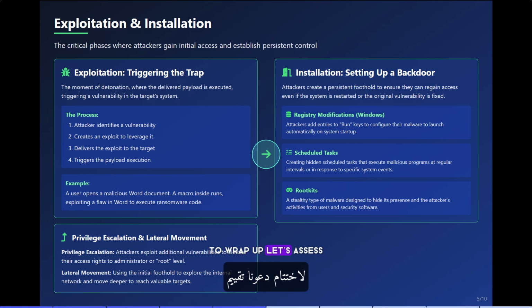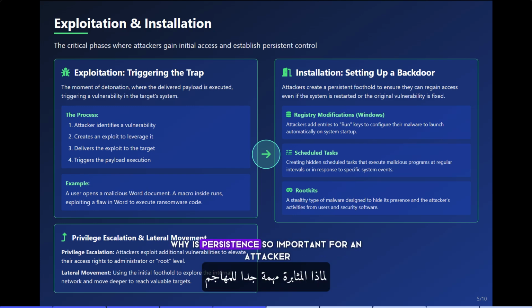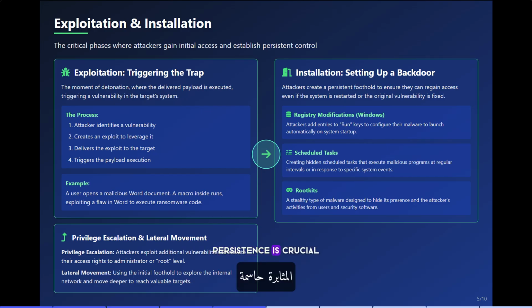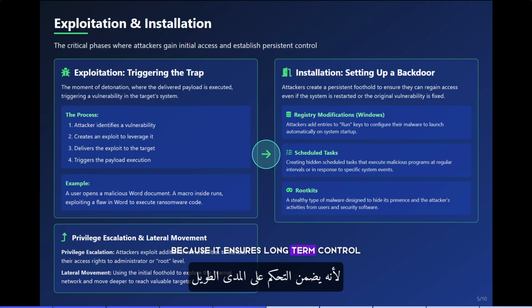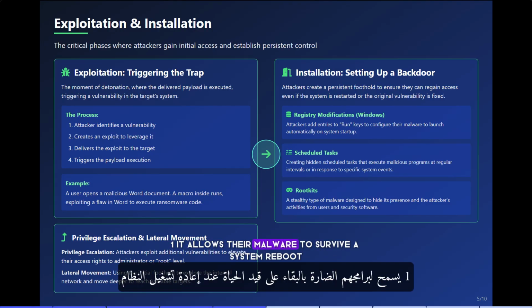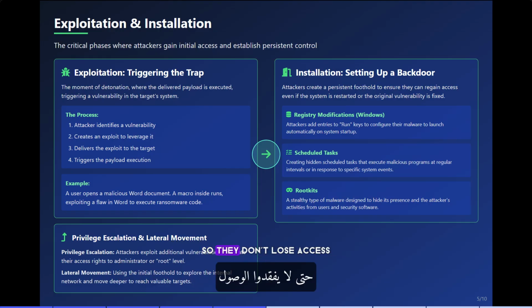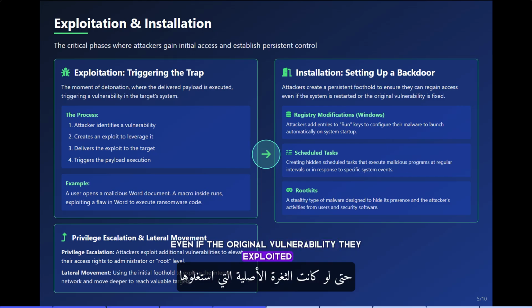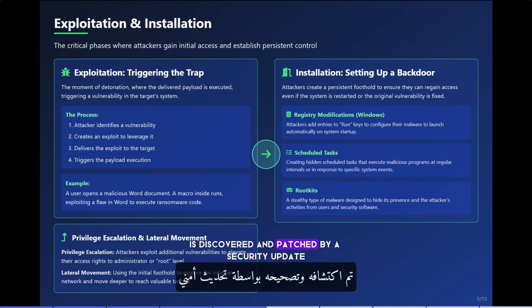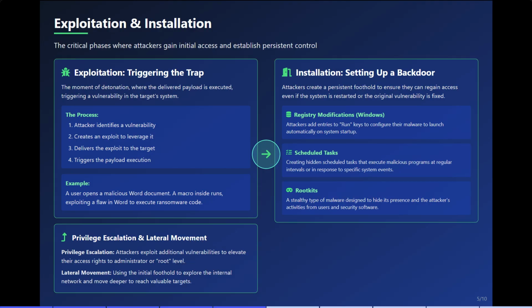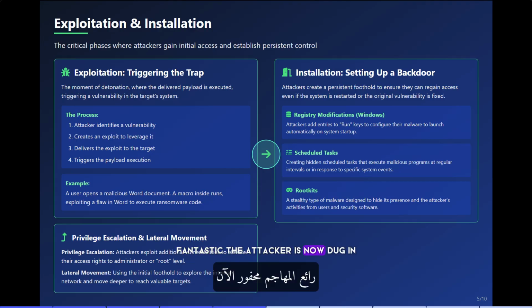To wrap up, let's assess. Why is persistence so important for an attacker? What two problems does it solve for them? Persistence is crucial because it ensures long-term control. It solves two major problems. One, it allows their malware to survive a system reboot so they don't lose access. Two, it allows them to maintain access even if the original vulnerability they exploited is discovered and patched by a security update. Fantastic! The attacker is now dug in.